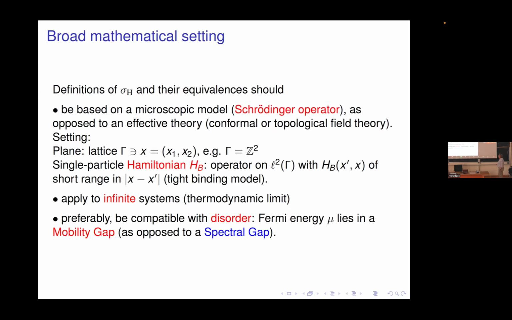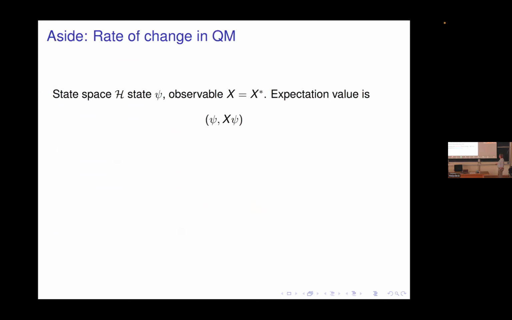Okay, so I think this can be skipped. So there was this distinction between spectral gap and mobility gap. And then we had observables, generally called X. And what is important is the rate of change of X, which is given by its commutator with the Hamiltonian. So if X is the charge in some region of space, then this is the rate of change, so it is the current going in or out of that.